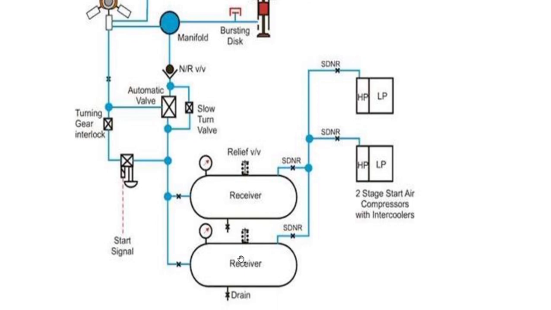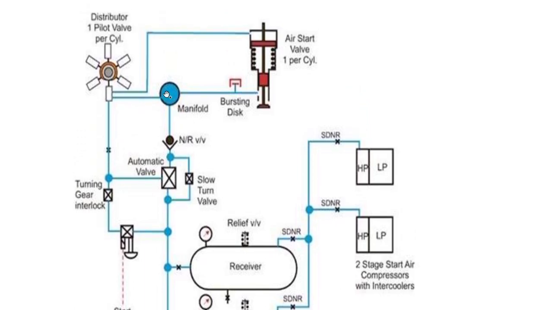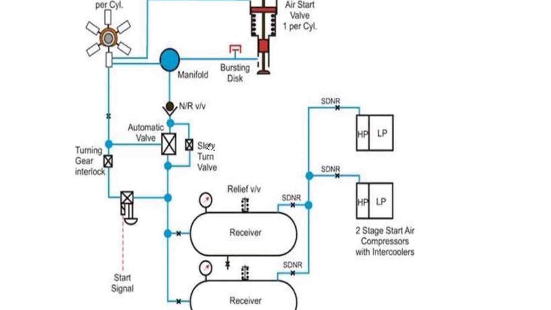So this is the drain that we were talking about. This is the relief valve, screwed down non-return valve. This is slow turn valve. This is turning gear interlock. This is the bursting disc that we are talking about. This is non-return valve. Okay, distributor, one pilot valve per cylinder. Okay, so these are the different safety arrangements.